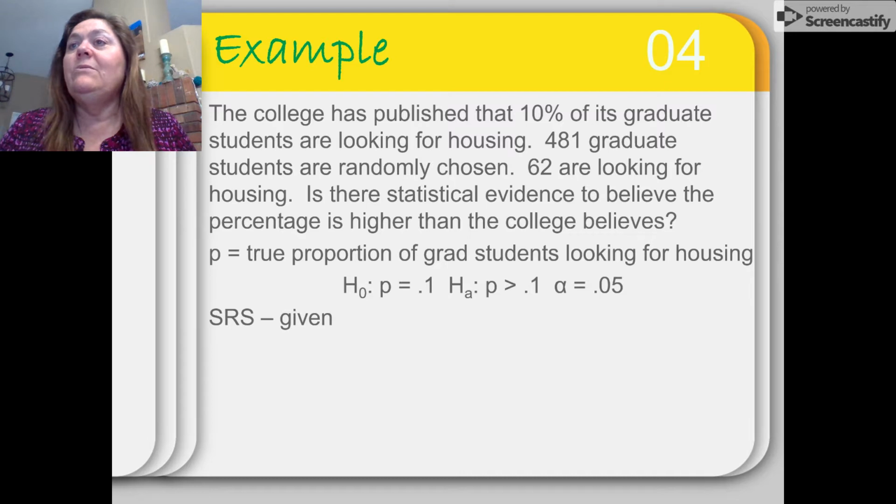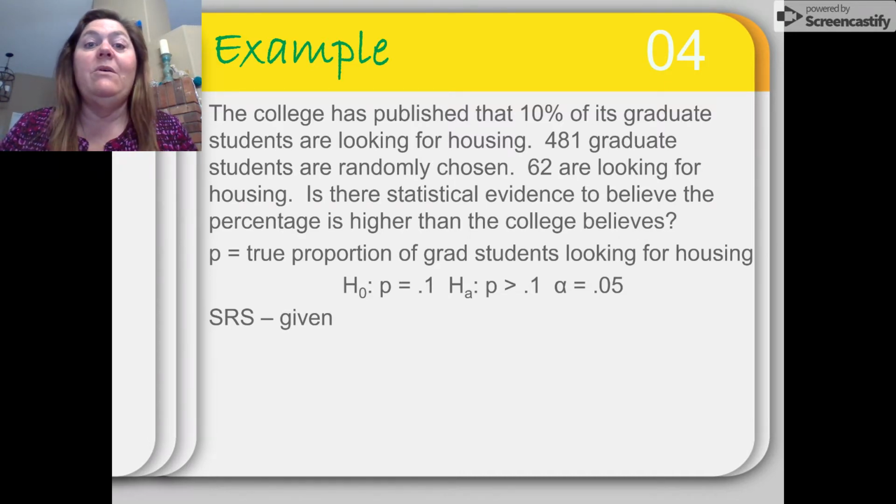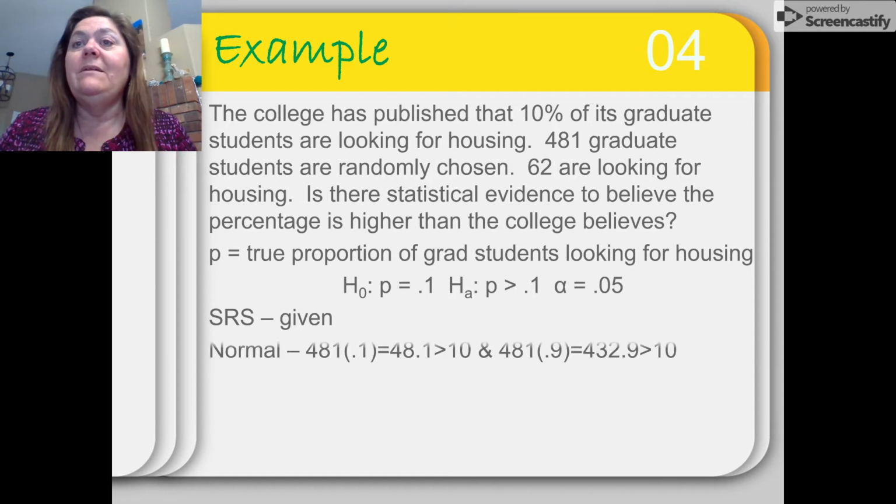Okay, so we've got our state. And now we're going to go to our plan. We're going to be doing a one proportion Z test. So you're going to do that for proportions. So here's an SRS given in the problem, right? They said they randomly chose them.